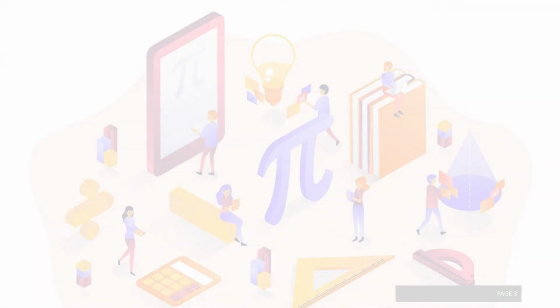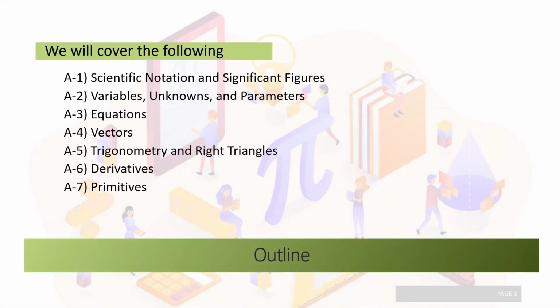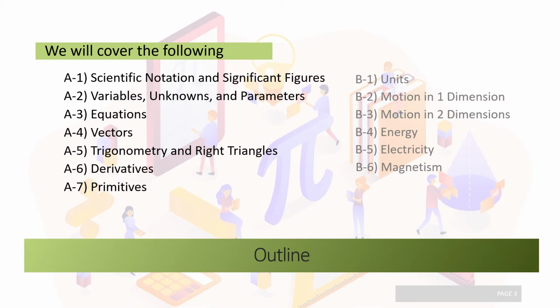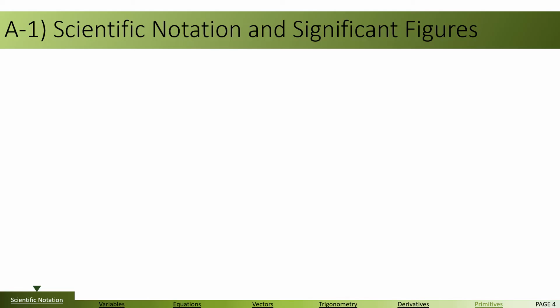The outline of this chapter is divided into two sections. A goes for mathematics, in which we cover scientific notation, variables, equations, vectors, trigonometry and right triangles, derivatives and primitives as well. On the other hand, in section B, where we go towards the physics requirements, we cover units, motion, energy, electricity, and magnetism. Let's start now with the first section in mathematics, which is scientific notation and significant figures.